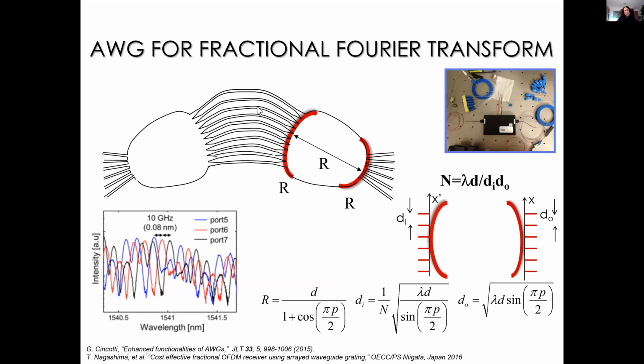We can use a wavelength selective switch to perform the fractional Fourier transform, but we have also designed and implemented an AWG device that performs the fractional Fourier transform that you see here in this picture. The design is a little more complex, but still working very well.